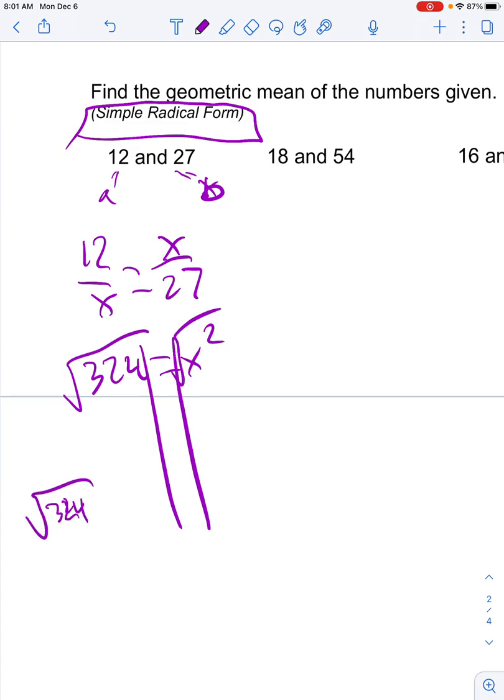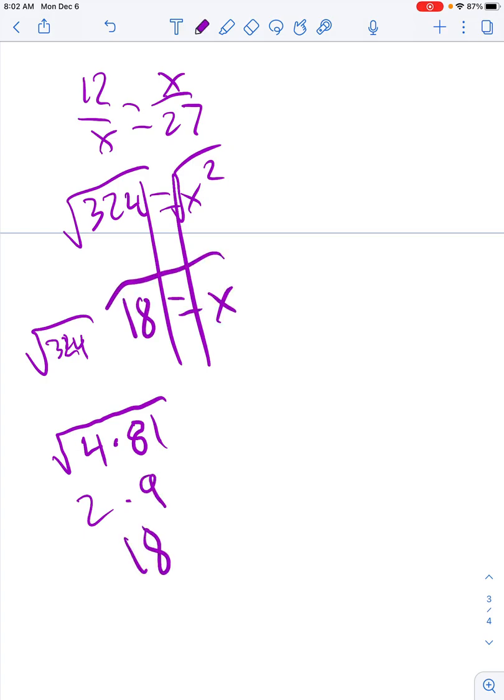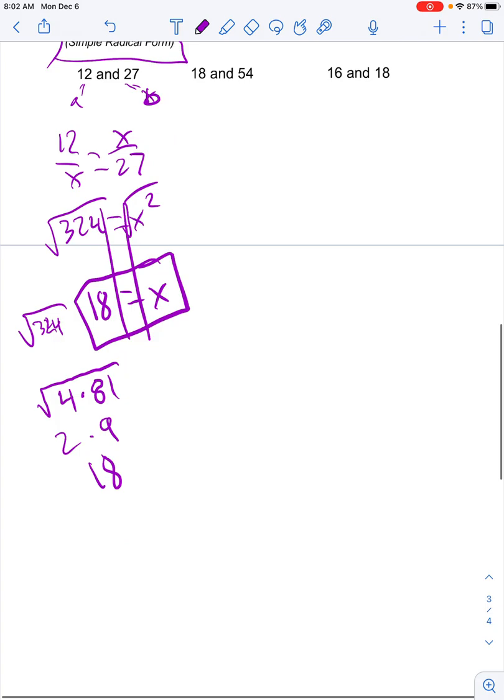So let's think what numbers go into 324. My guess is that 4 goes into it. So I want to split this up into 4 times what? And I actually believe that that's going to be 81, which works out super nice because we can do the square root of 4 times the square root of 81. The square root of 4 is 2, the square root of 81 is 9, and so our answer is actually a whole number. The square root of 324 equals 18.